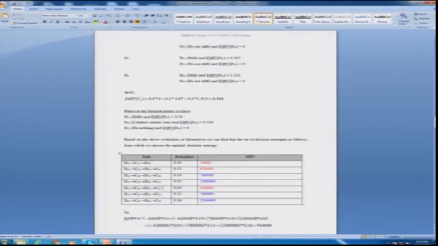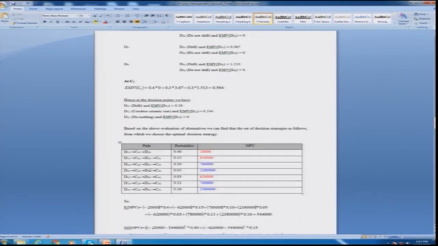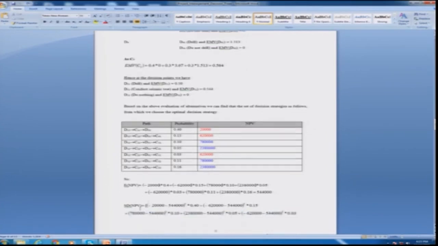So, based on the above evaluation, the set of decision strategies can be found out as follows. This gives you the probabilities and the values in the negative and the positive sense, given in the red and the blue color. So, the expected value, if I follow any arm D1, 2, C2, 1, D2, 2, the probabilities are given from the tables, and the net present values were already found out from the calculations you have done. The expected value can be found out as 544000, that means positive.